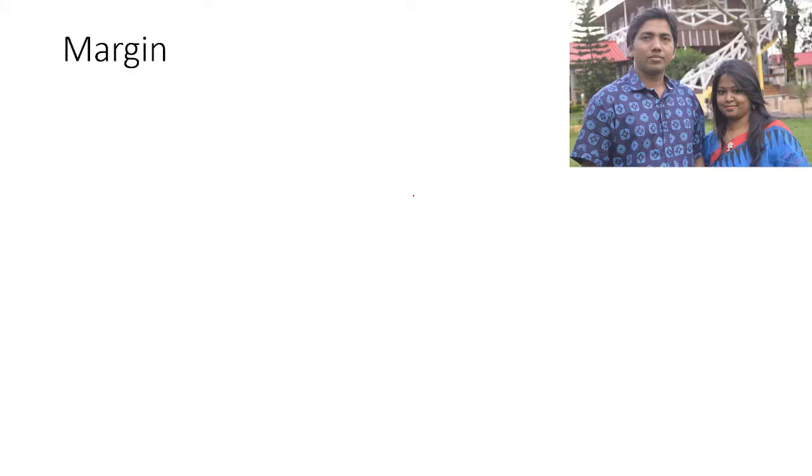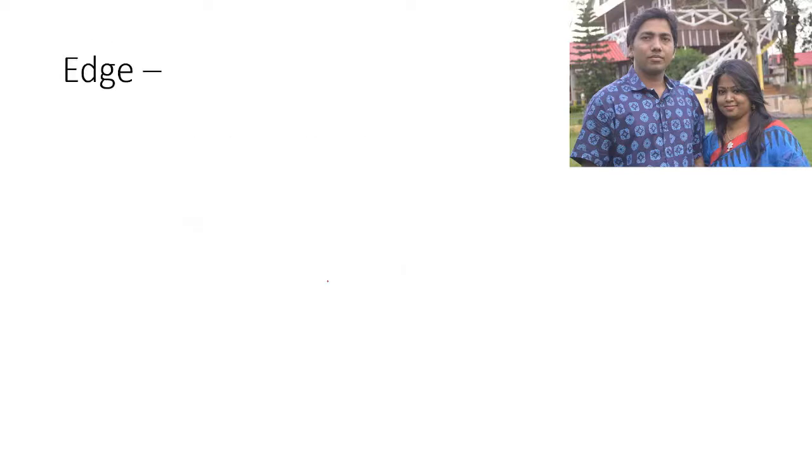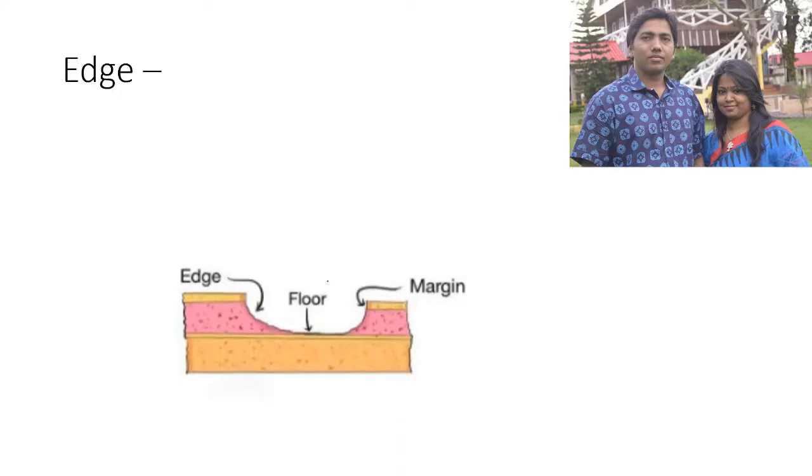The ulcer proper has a margin. What is the margin? It is a line demarcating the ulcer from the intact skin. So, for example, this is the intact skin, and that is where the epithelium has a disruption. That point is called the margin. The margin can be regular, irregular, ill-defined, or well-defined. Now the next important thing, the age of the ulcer.